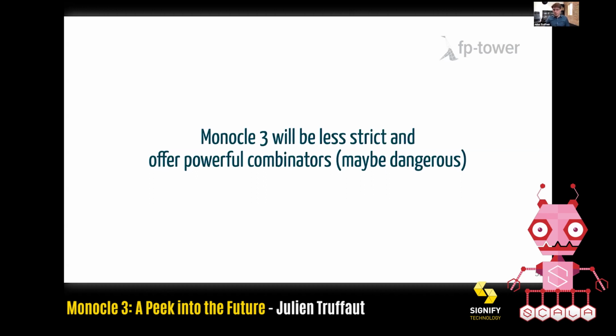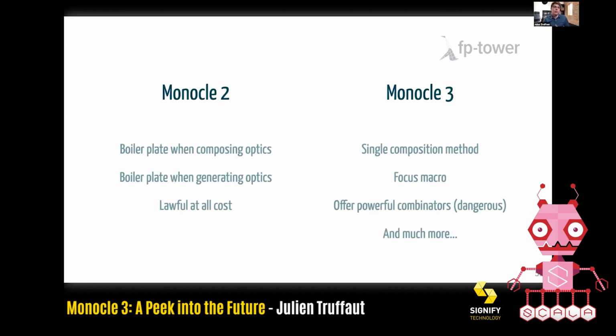Okay, so to summarize what we've seen today, the main difference between Monocle 2 and Monocle 3 is that we're going to drastically reduce boilerplate by first having a single optics composition and this amazing focus macro from Yilin. We're also going to change our stance with regard to lawfulness, be more lenient, and have better documentation for this sort of thing. And there are many, many more changes coming, really awesome. But I think these are the 3 things from a user point of view where you will get the most benefits. But there is tons of work to be done.